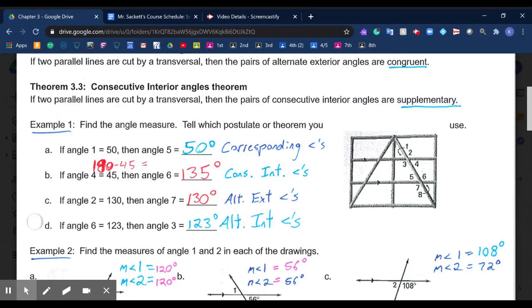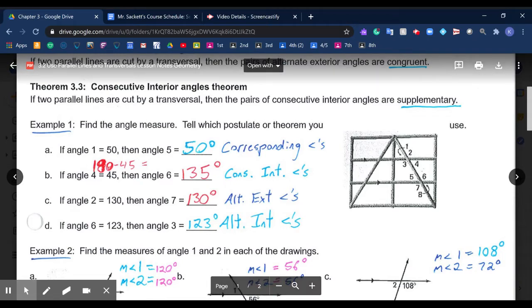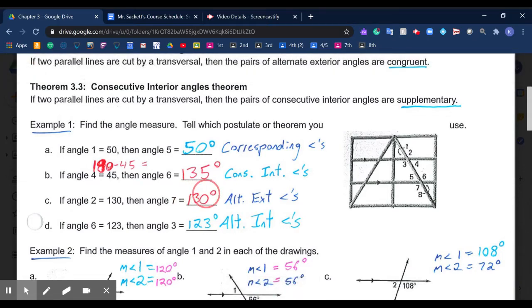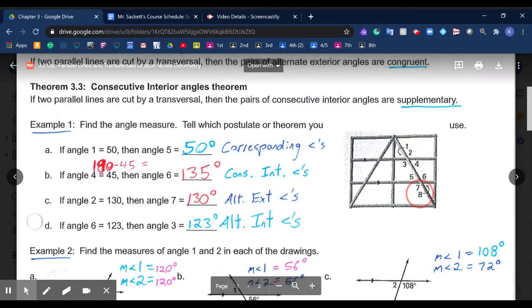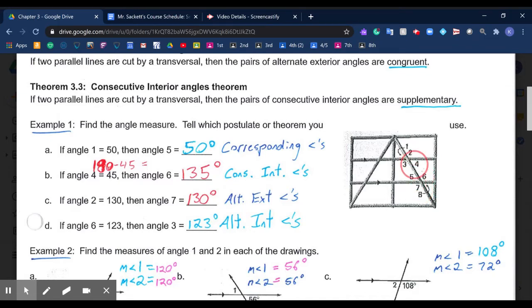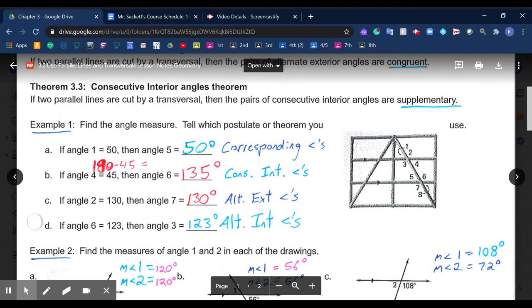In part C, if angle 2 is 130 degrees, then angle 7 is also 130 degrees. They are alternate exterior angles. 2 is here, 7's down here on the exterior of our two parallel lines, alternate sides. And then if angle 6 is 123 degrees, angle 3 is also 123 degrees. And we know that because they are alternate interior angles, 3 and 6 on the alternate interior side of these two parallel lines.